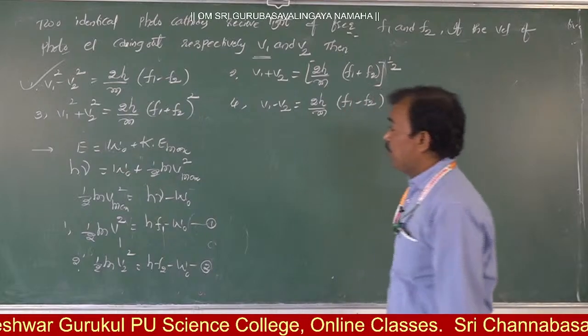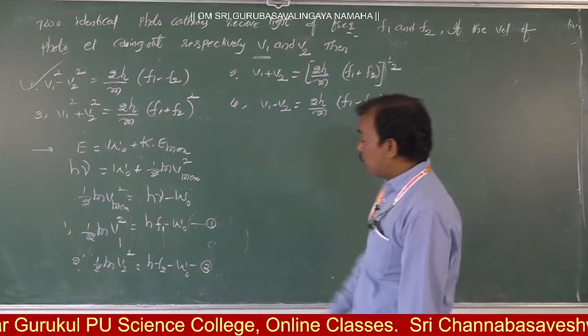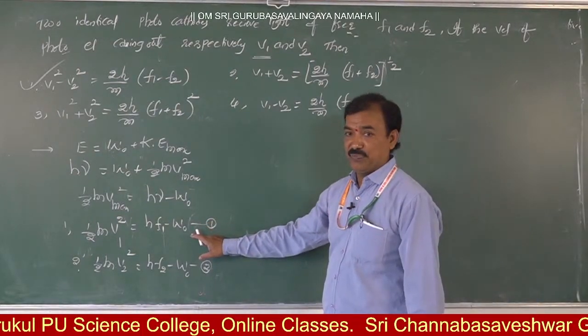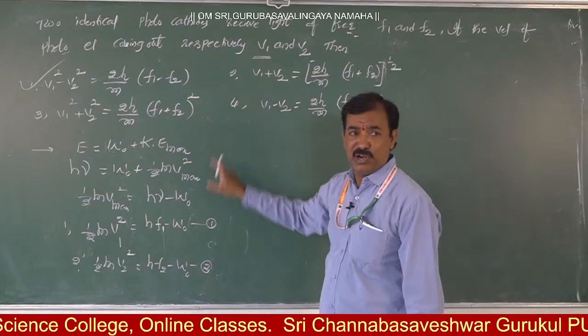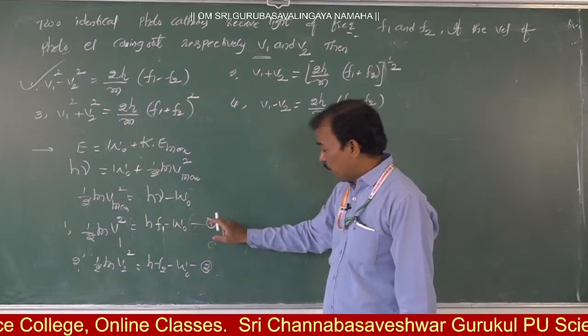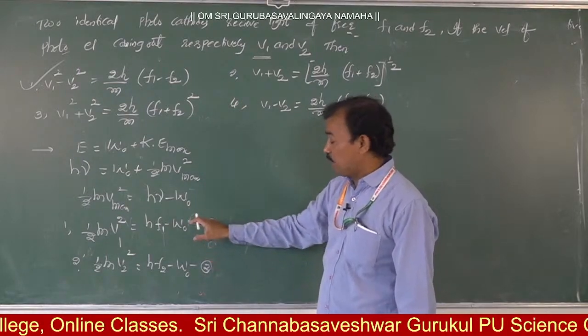Check the options here. For all options here, this W naught value is not there. Take maybe one-fourth; W naught is there. So now again equation 1, equation 2. So what about this one here?